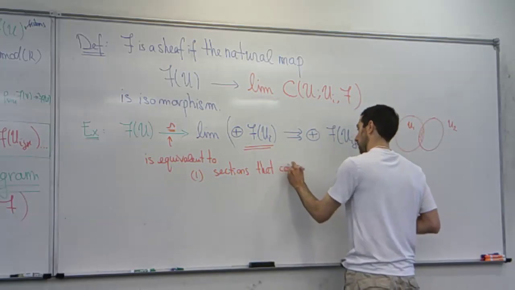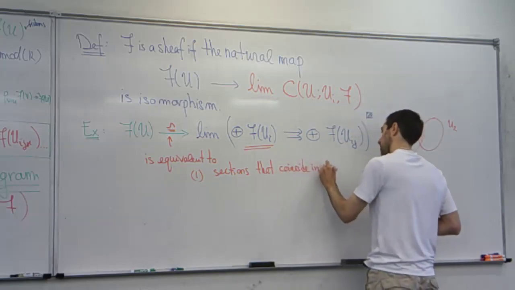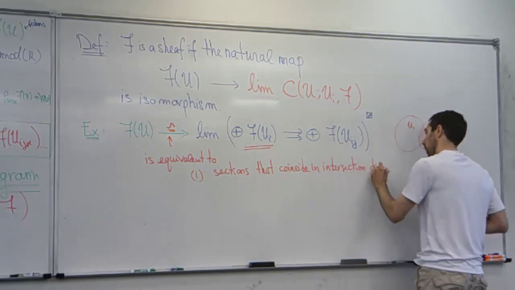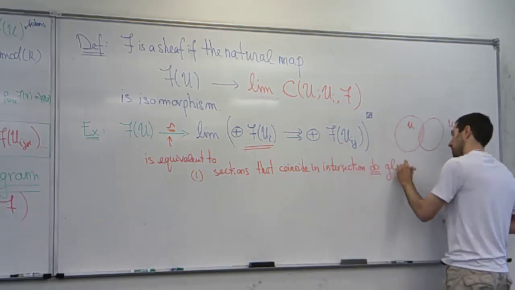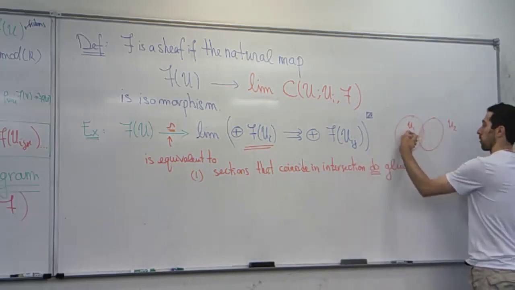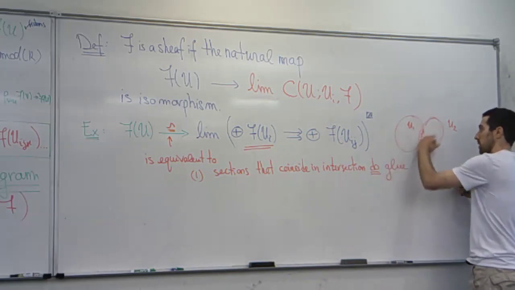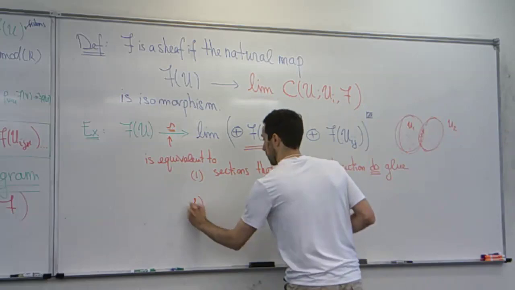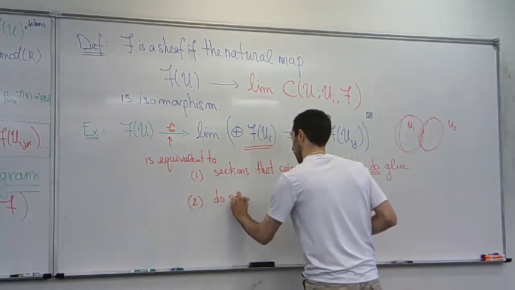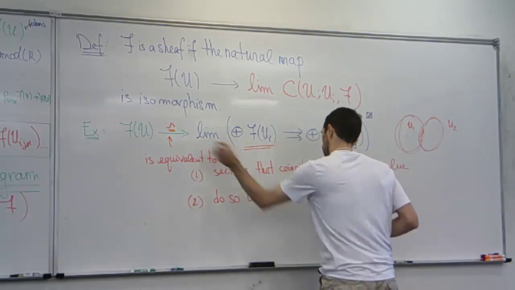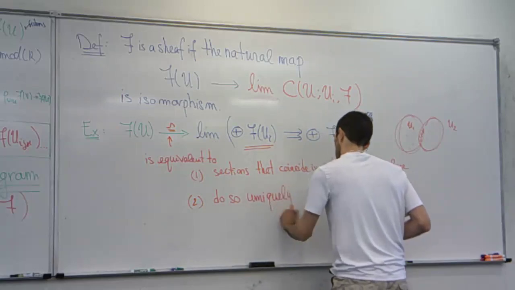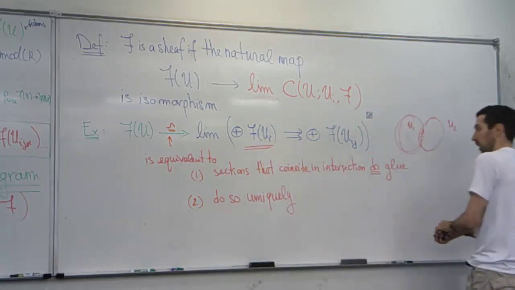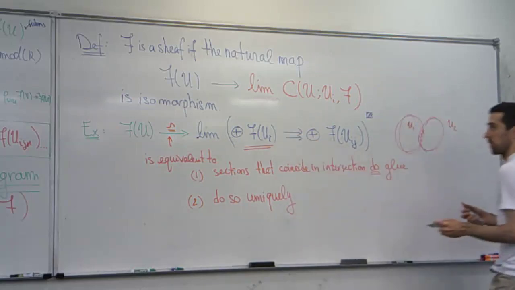So sections that coincide in intersection, the double intersections in this case, do glue. Meaning, if I give you a section over here and a section over here, and they both coincide in here, then there's a section on this whole area. And then the second statement is you do so uniquely. That's the objective part of this. There's a unique section that's determined by this data. Do so uniquely, and these two things together is this condition here.